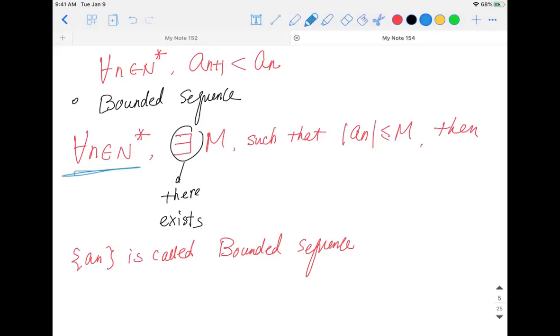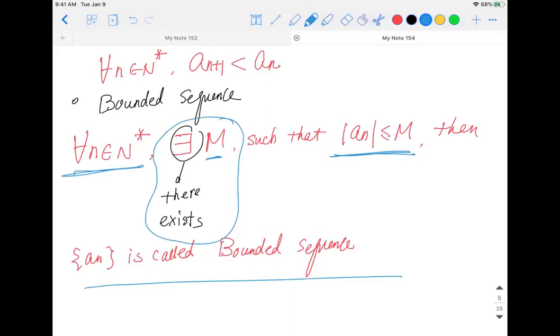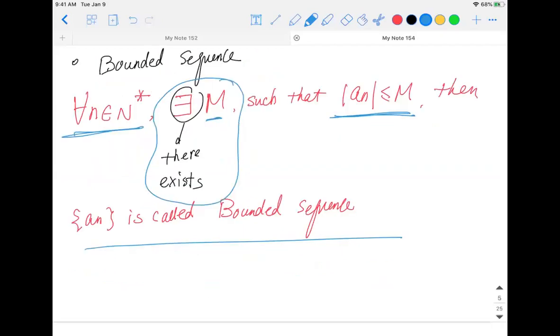Again, for any given n, there exists, again, there's nothing but a denotation. I just want to make my life a little bit easier. There exists an M such that a_n's absolute value is lesser than M. The absolute value means it can be positive, can be negative, I don't really care. As long as I can find such a case, I can say a_n is called a bounded sequence. You guys follow me here? I think this is understandable, right?